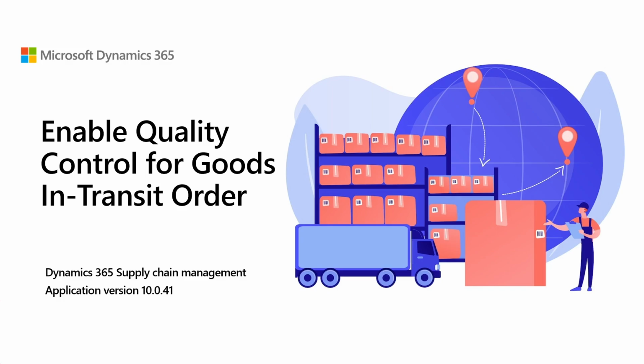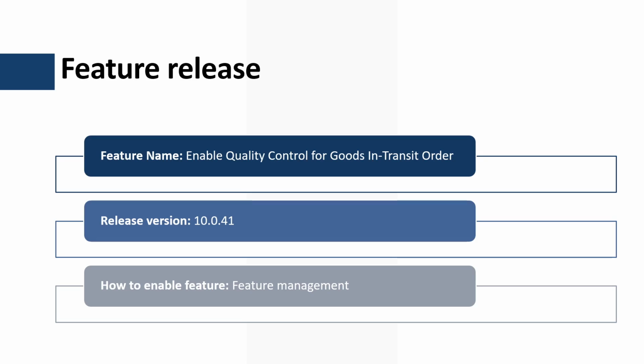Welcome. In this tutorial, we will review how to configure and manage the quality control for the goods in transit orders. The quality process for the goods in transit orders is managed by a new feature called Enable Quality Control for Goods in Transit Order. This feature has been released in application version 10.0.41. This feature is managed by the feature management workspace, so you have to enable the feature first.